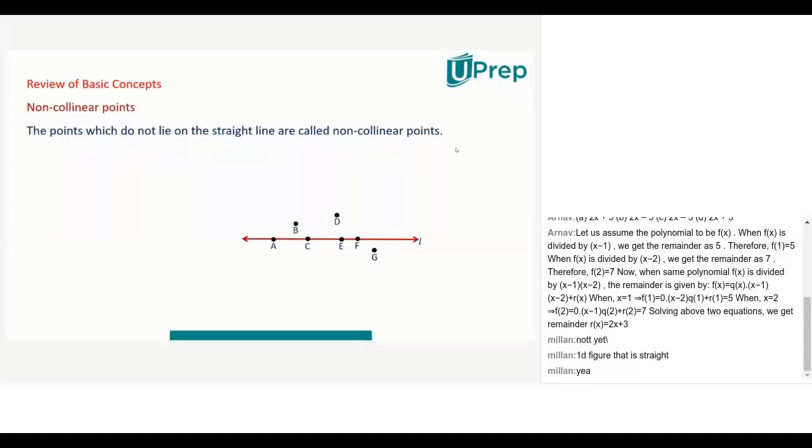Now, what do we mean by non-collinear points? A collection of collinear points is a line. Happy, no problem. What do we mean by non-collinear points? The points which do not lie on the line, which are outside the line, are called non-collinear points. So look at the diagram and tell me, are A and C collinear? Yes, sir, it's collinear. Are A and B collinear? Sir, no. These points are not lying on the same line. So that's why I said that it's non-collinear.